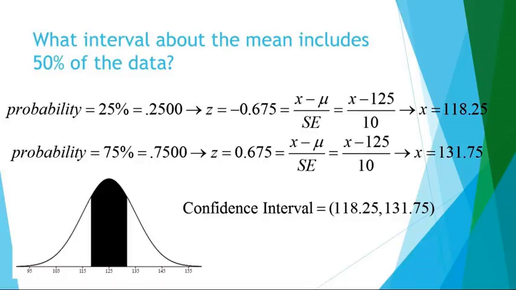So if I look that up in the table, I get my z value is going to be negative 0.675 and positive 0.675. And like before, I set that equal to x minus 125 over 10, because it's my critical value that I'm looking for, minus 125, which is the mean, over the standard deviation, which is 10. After I solve for x, I get x is equal to 118.25 all the way to x is equal to 131.75. So that's my confidence interval, 118.25 to 131.75. And that's it for this question.